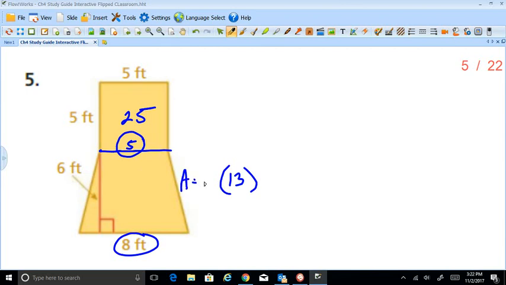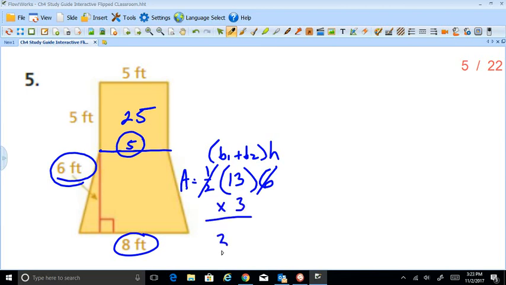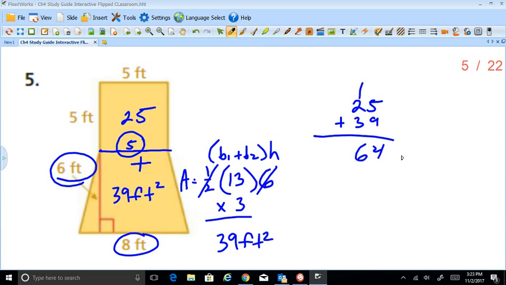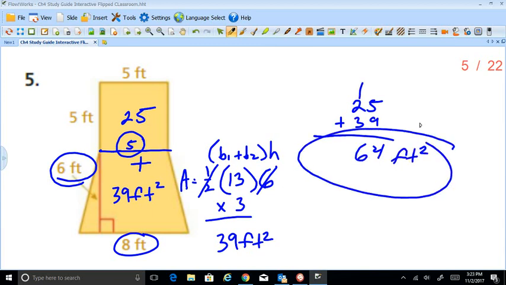So the formula, area equals 1/2 times base 1 plus base 2, which I've already calculated to be 13, times the height. And the height here is 6. So I'm going to take half of 6 right away, which leaves me with 3. And then we have 13 times 3, which is 39 square feet. That is the area of the trapezoid section. Now I have to add my square, 25, plus the trapezoid, which is 39, and 25 plus 39 equals 64 square feet as our final answer.